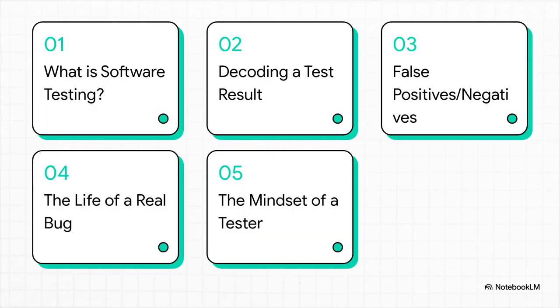So, to figure that out, here's our game plan. We'll start with the absolute basics of testing, then talk about how to actually read a test result. After that, it's the main event, false positives versus false negatives. We'll also see what happens to a real bug and wrap it all up with the kind of mindset you need to be a great tester.